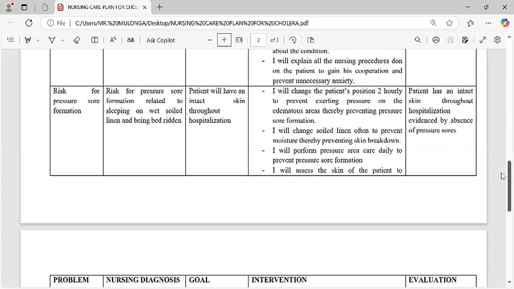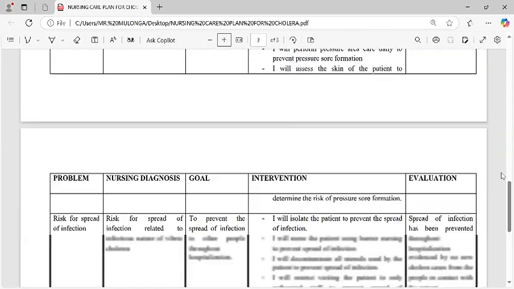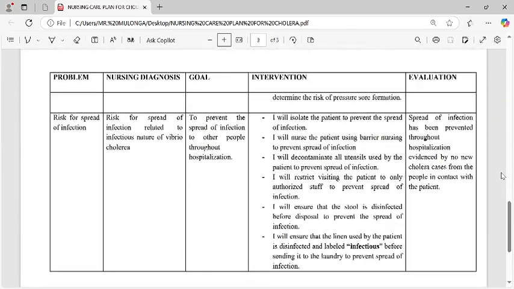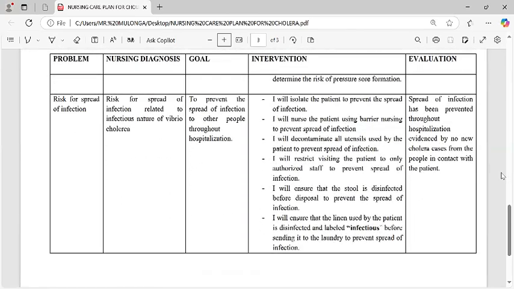So that is how we can put this one. So let's look at our last problem. So again, we go back to assessment, of which we're saying this patient with cholera is highly infectious. So if this patient is highly infectious, what will be our problem? Our problem will be risk for spread of infection.